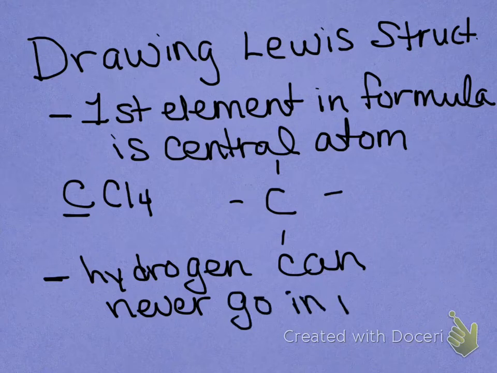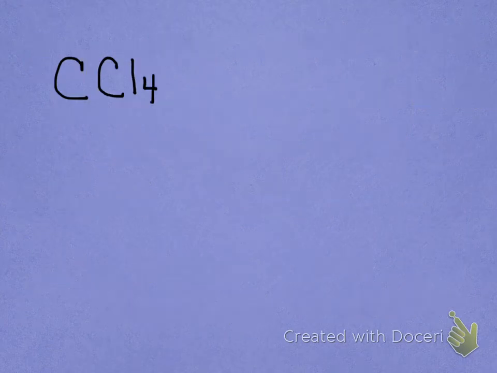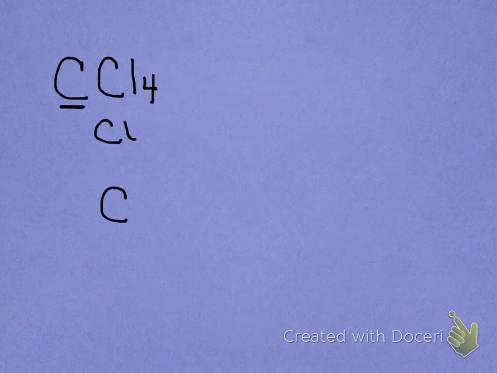Okay? So let's just kind of get straight into this and see what we're talking about when we're talking about drawing Lewis structures. Okay, let's do an example. CCl4. Okay, the first thing you want to do is you want to take that first element and you want to put it in the middle of your molecule. And then you're going to draw the other parts around the outside. So I've got 4 chlorines, I'm going to put them around the outside.